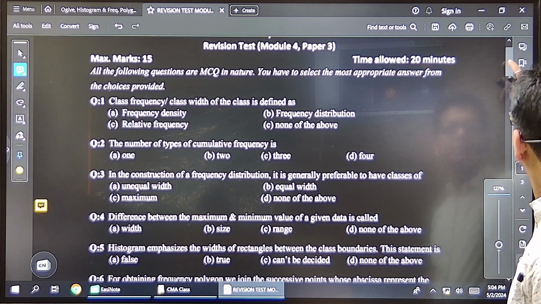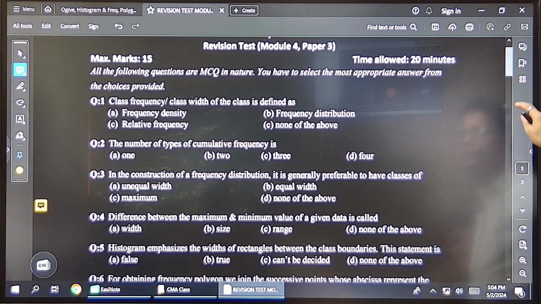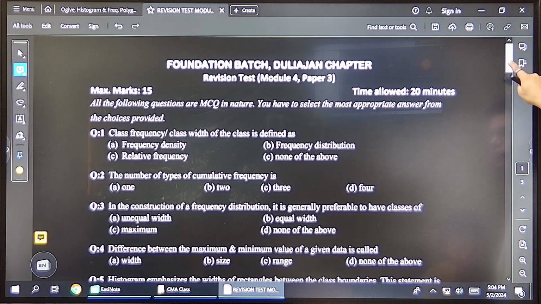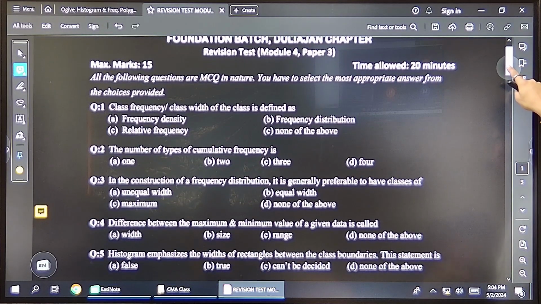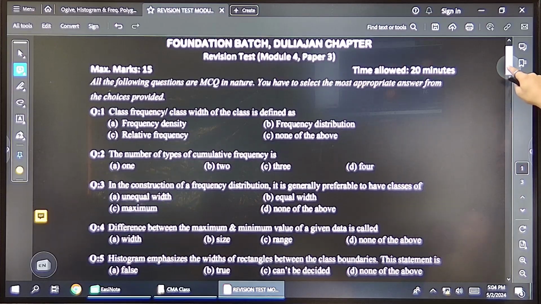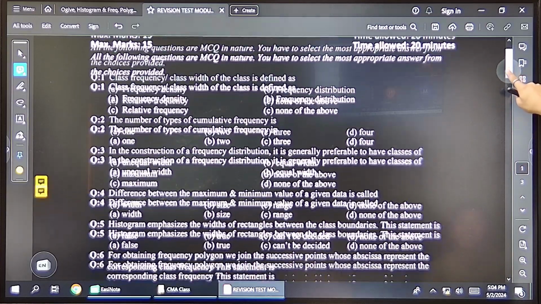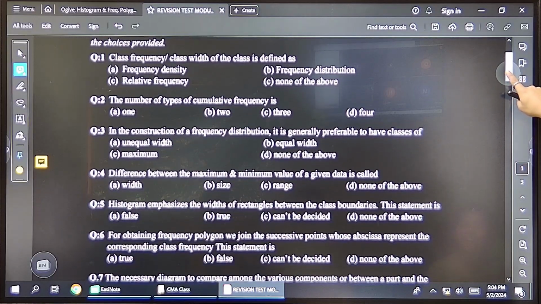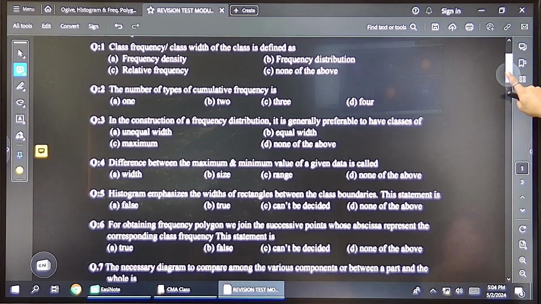Okay? So, it's a revision of module 4. Marks, you see if you want to get. If you don't want to get, only the answers. So, the questions, I'll just show you the first 6 questions.